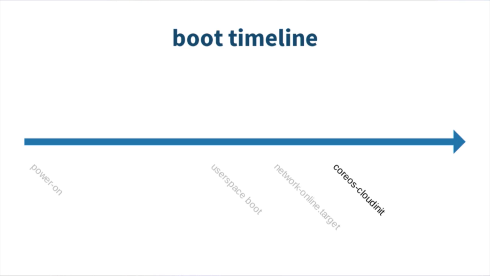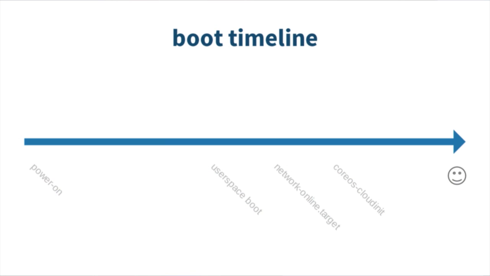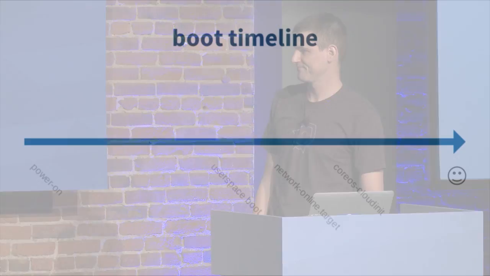And after that, we'll run CoreOS CloudInit. Theoretically, at this point, CloudInit will start all the services we need. System is up and running. It's accepting work. The user's happy. Except that in this scenario, because we're running CloudInit after the network is online, it's too late to configure it.